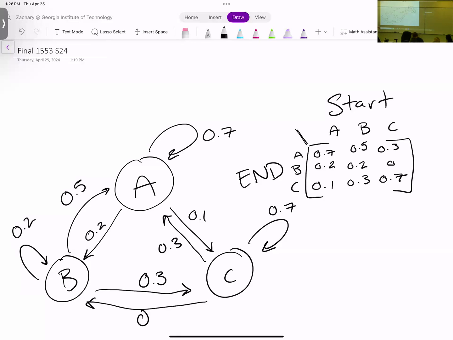Another thing to note is it doesn't matter which order you put these in as long as you keep them consistent. This could be BAC or BCA as long as this is the exact same. You just need to make sure you keep that consistent. It should be easy enough to label them A, B, and C, A, B, and C though, right? Or 1, 2, 3, 1, 2, 3, depending on how you define it. You just want to make sure that this looks the same as this. Okay?